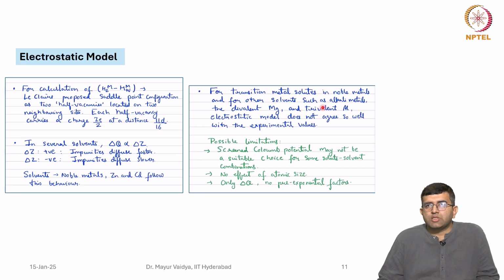For transition metal solutes in noble metals and for other solvents such as alkali metals, divalent magnesium and trivalent aluminum, the electrostatic model does not agree so well. Possible limitations are that the screened Coulomb potential may not be a suitable choice for some solute-solvent combinations. There is no effect of atomic size taken into account in the electrostatic model, and it only talks about the delta Q but not the pre-exponential factors. So these may be reasons why it is not applicable to other systems.